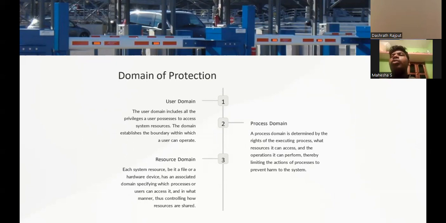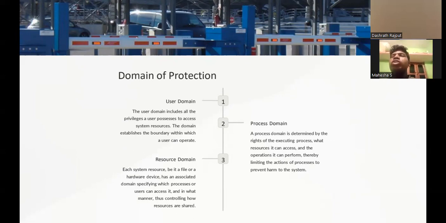Next, we have process domain. A process domain is determined by the rights of the executing process, what resources it can access, and the operations it can perform, thereby limiting the actions of processes to prevent harm to the system.